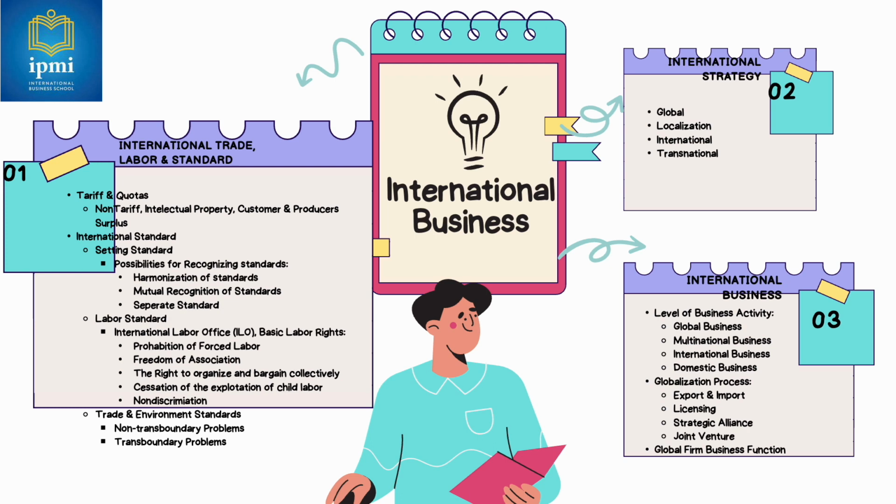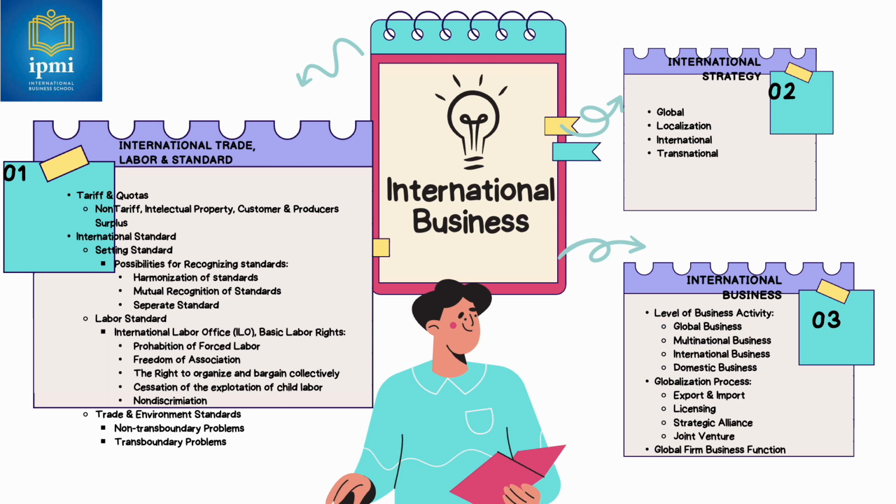On labor standards, the International Labor Organization, or ILO, established basic labor rights such as a prohibition of forced labor, freedom of association, the right to organize and bargain collectively, cessation of the exploitation of child labor, and also non-discrimination. Another aspect of global standardization is trade and environmental standards.